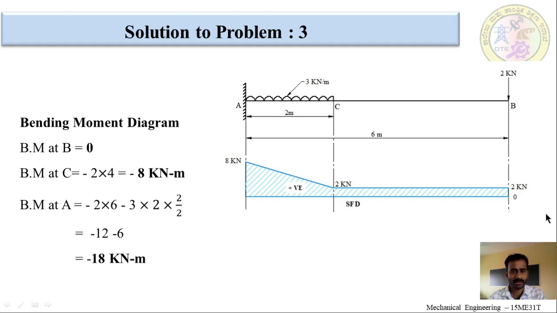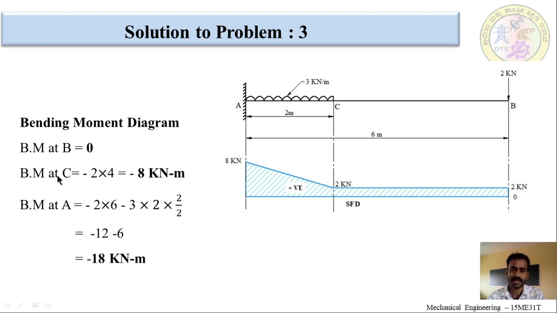Okay. So, to draw the bending moment diagram, we have to calculate the bending moment values at different points, that is bending moment at B, bending moment at C and bending moment at A. So, as we know, at the free end bending moment is equal to 0. So, bending moment at B will always be 0, because it is a free end, and even if it is carrying a load, that load is not considered.